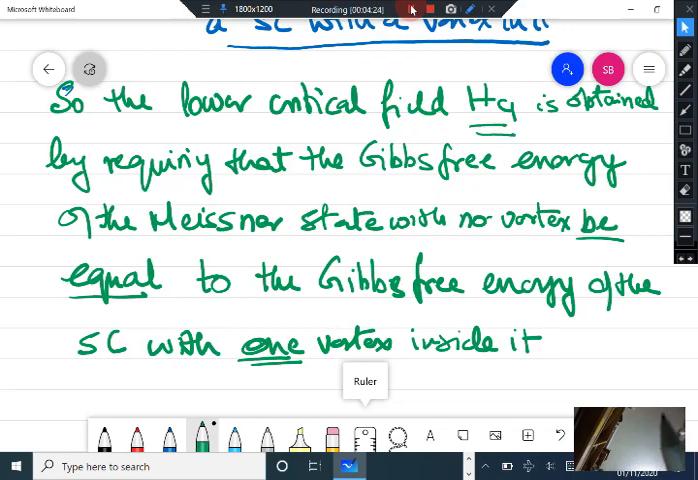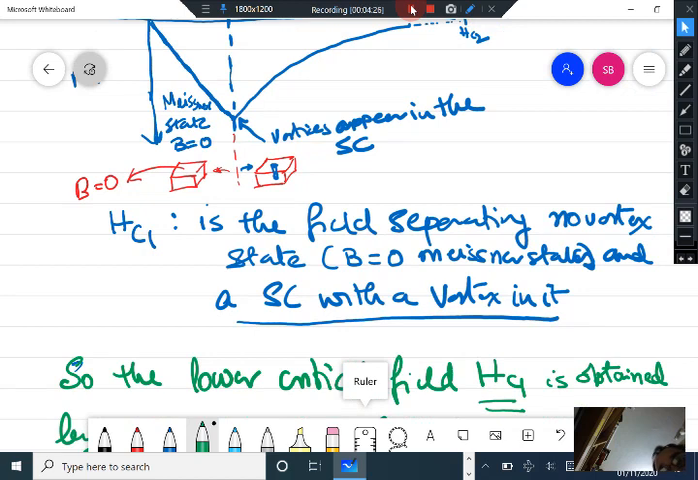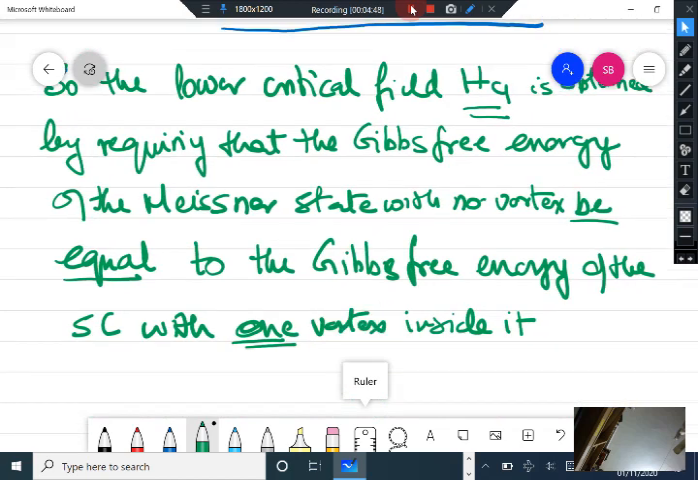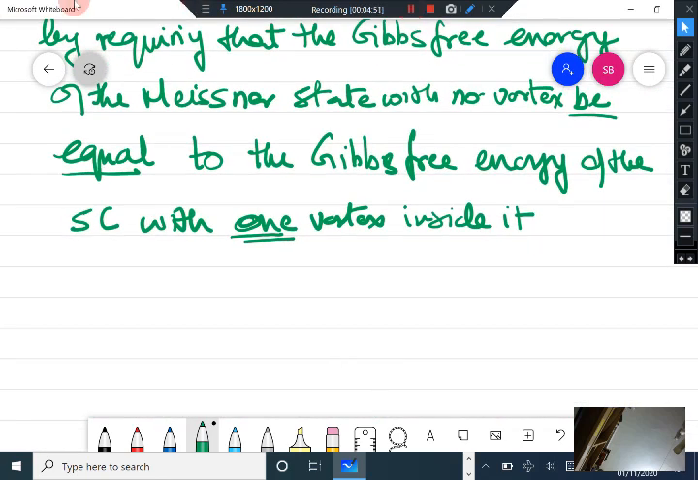What is happening is that it is distinguishing a Meissner phase with no vortex inside it from a phase which has just one vortex inside it. So the Gibbs free energy at that point becomes exactly equal. The energy of the state with no vortices and the energy of the state with just one vortex become exactly equal. That is the point at which you will have the lower critical field, and we will use this to calculate the lower critical field.